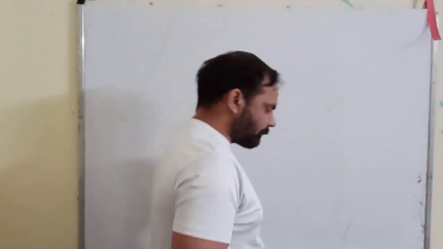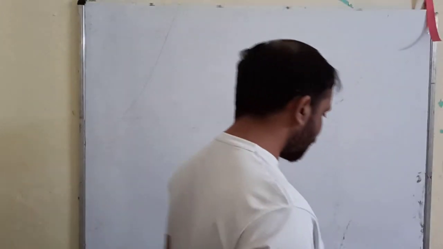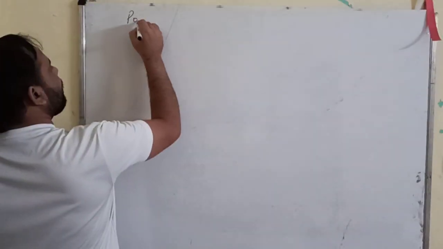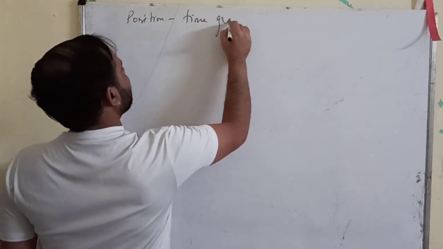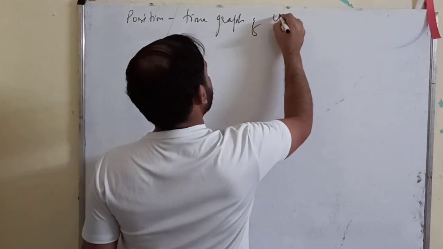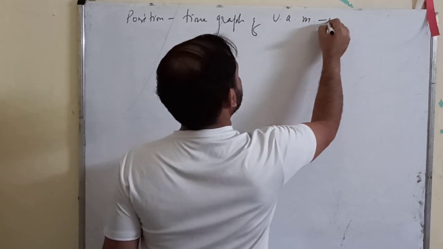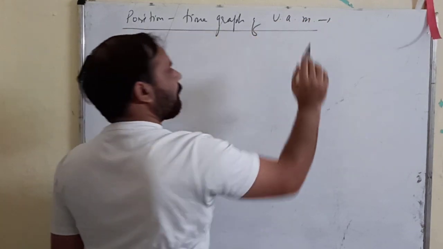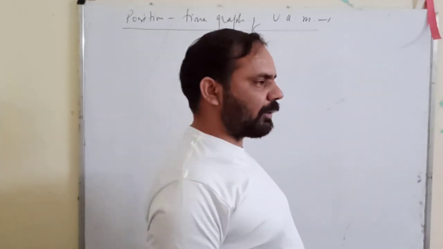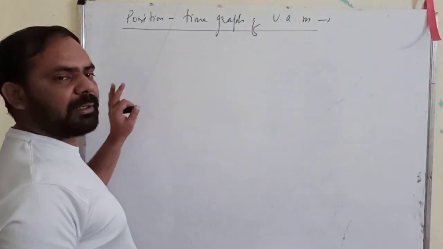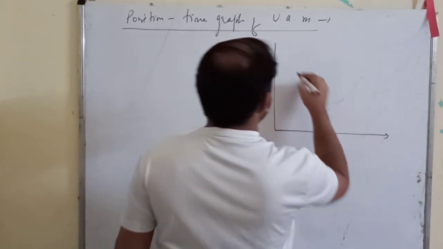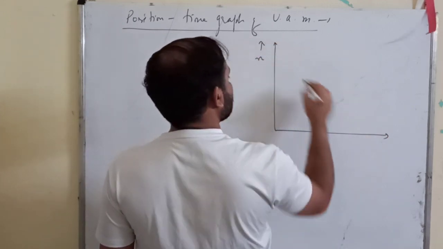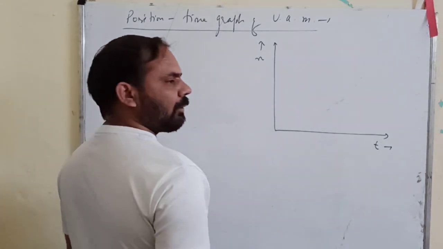So first of all, we'll start with the position time graph of uniformly accelerated motion. In short, I am writing uniformly accelerated motion. For that, what type of position time graph will you get? Okay, this is position, this is time, right?